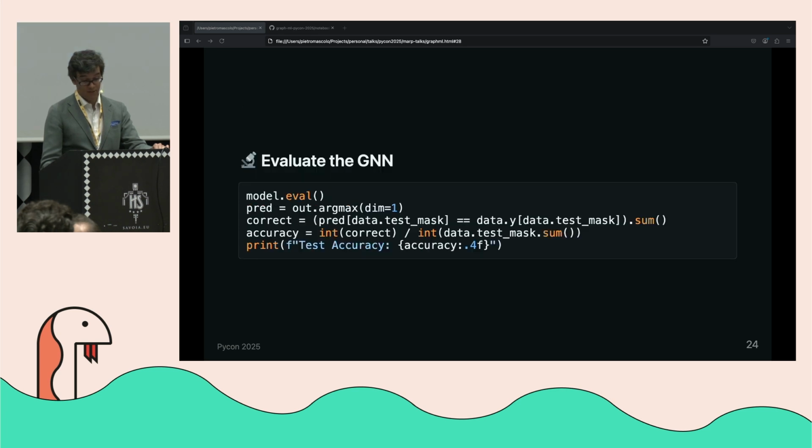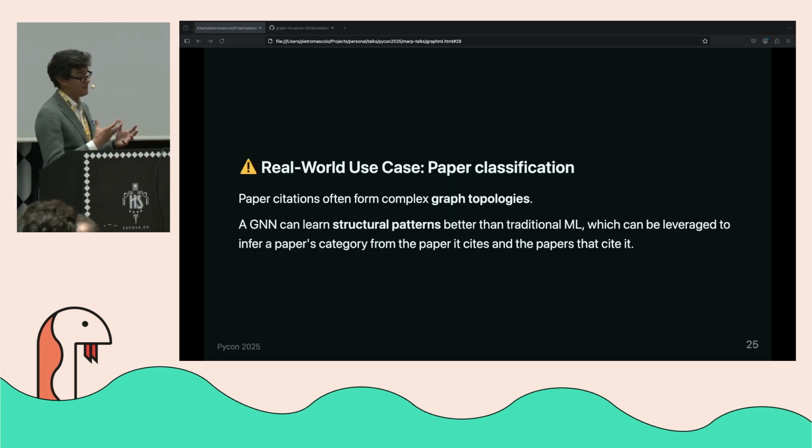The evaluation is also very simple. We set the model to evaluation mode, collect the predictions, and compare them with the original data. Nothing weird, nothing esoteric about this. Let's have a look at how something like this behaves on a real scenario.